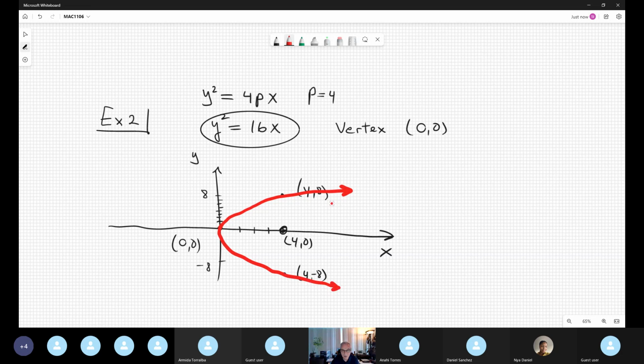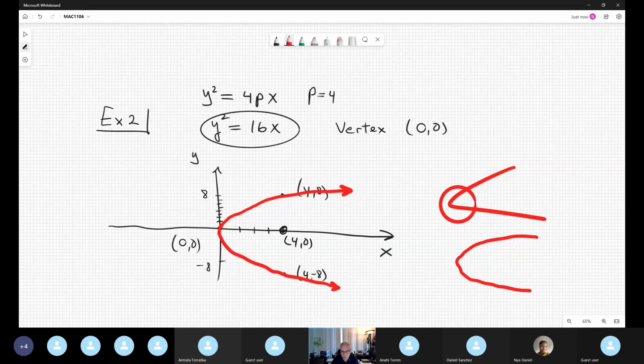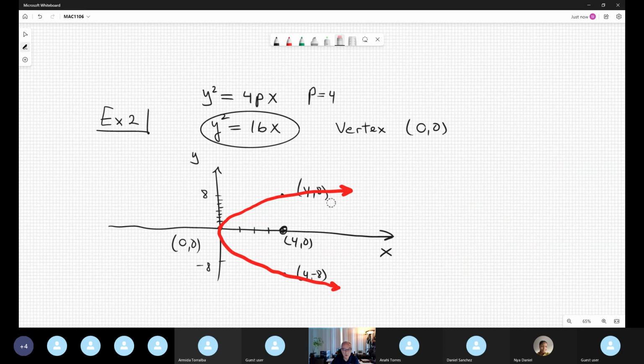Guys, never do the graph of the parabola like that, because the parabola does not have that corner. It's a smooth curve. Okay. And this distance was 8, the 2p. And this distance was 2p again. And the total is 16, which is 8 plus 8.